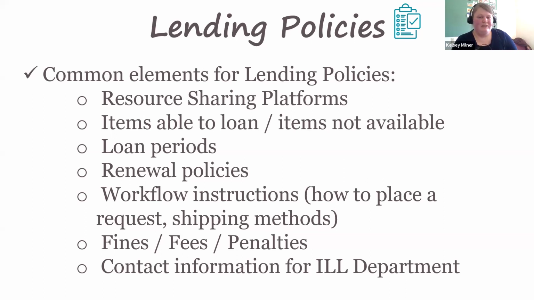A lot of libraries participate in multiple ILL services. So they might have SEAL and OCLC. They might be part of SUNY or other consortia. So a lot of the lending policies I looked at started off by listing the different services that they participate in. Typically, lending policies also include some information on the items that a library is able to lend and then what they won't lend. Common items that lending libraries decided not to lend were new books, reference materials, print journals, archival material, and things of that nature.